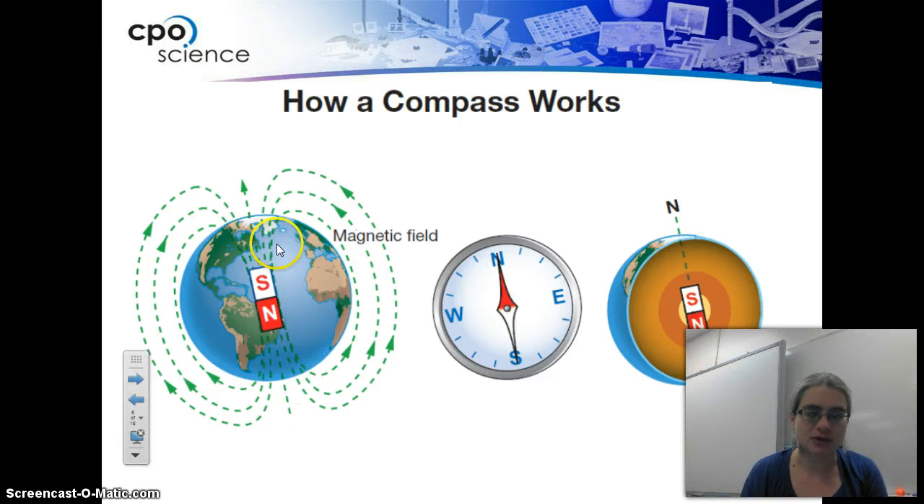So this is how a compass works. The north end of the compass is attracted to the South Pole. The south end of the compass is attracted to the North Magnetic Pole.